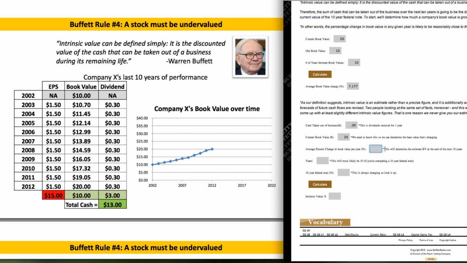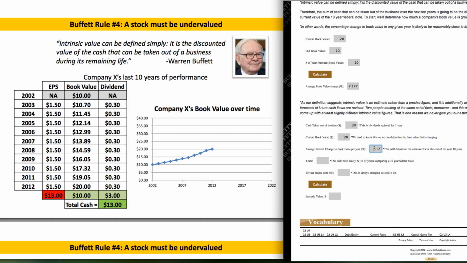The average percent change in book value per year. So this is what we calculated above. We got 7.17. So we're going to go ahead and put in 7.17 because that's what we expect the book value to continue to grow at. So this is where Warren Buffett says that any two people are going to come up with different figures, because of this number here, or if you would go back to the dividends and say, well, I think 30 cents is maybe a little bit of a high estimate or a low estimate. Maybe you might make a 35-cent dividend on average over the next 10 years.